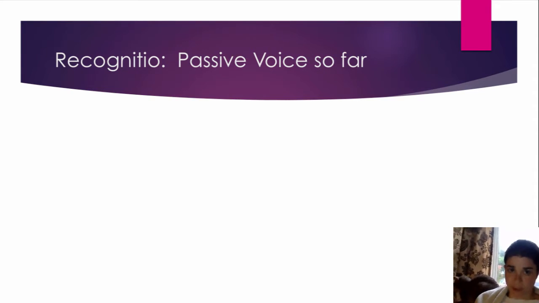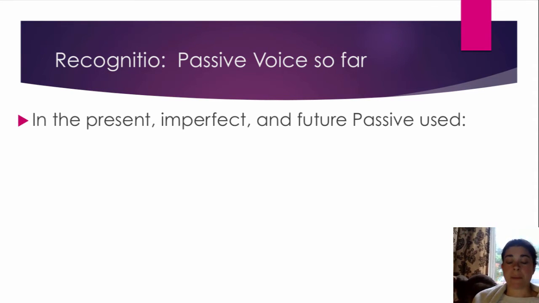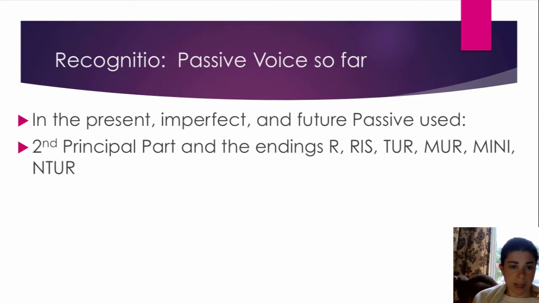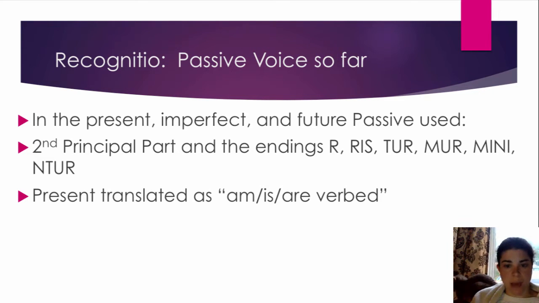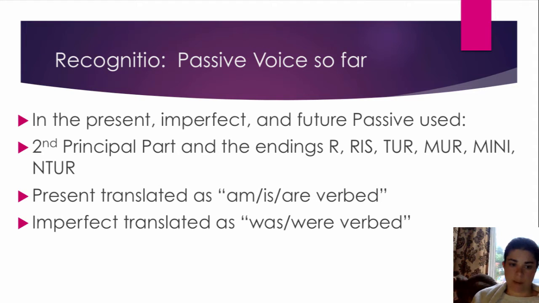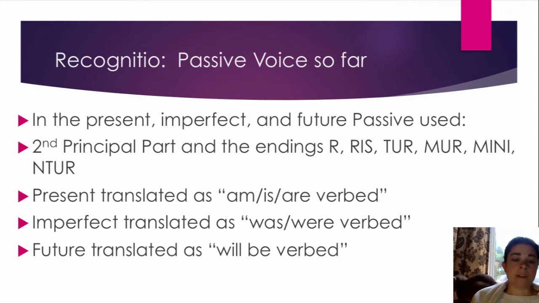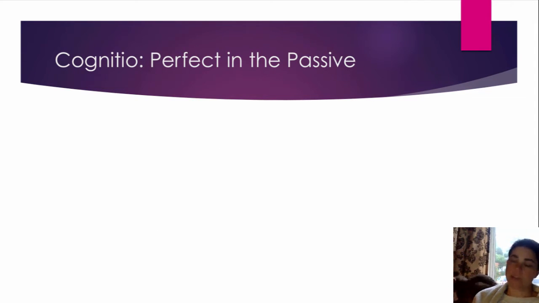Now, passive voice so far, we have been talking about in the present, imperfect, and future passives. They have used the second principal part, just like their active counterparts, and the endings are r, ris, tur, mur, mini, and ntur. The present translates as "am, is, or are verbed," the imperfect as "was or were verbed," and the future as "will be verbed." Now, perfect in the passive is going to be a little different. It's not going to use r, ris, tur, mur, mini, ntur. Instead, it's going to use a different appearance.